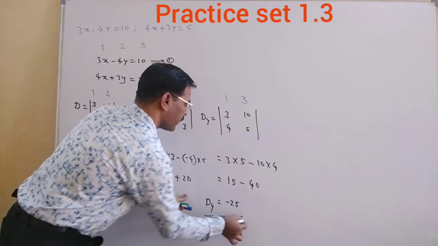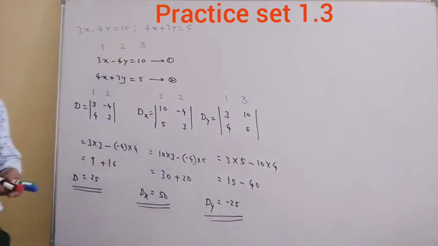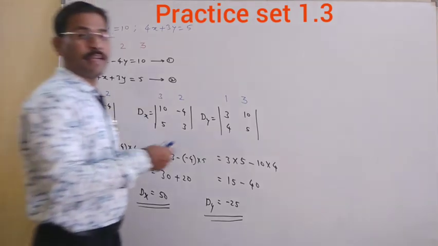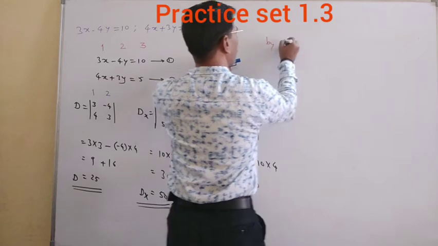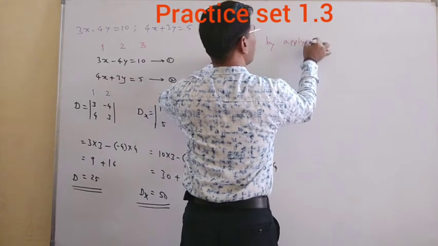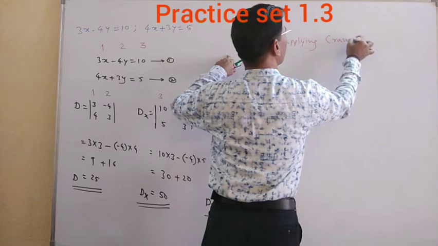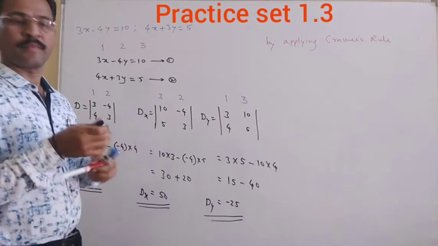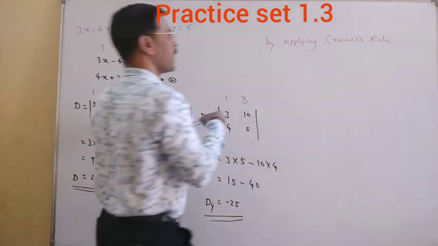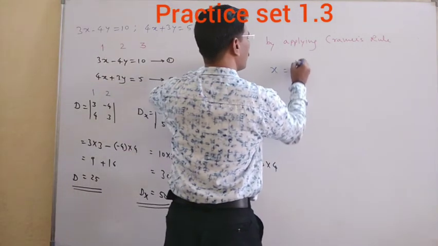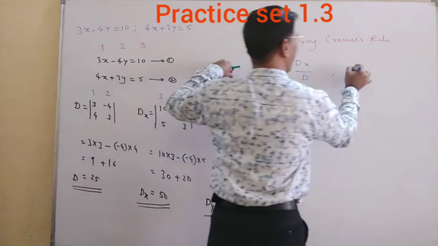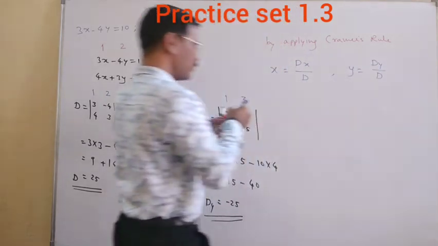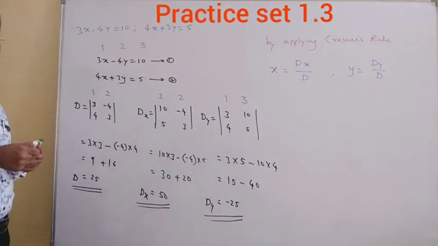Which is dy. Once you write all this D, dx and dy, now we are going to apply Cramer's rule. That is very, very important. By applying Cramer's rule. So, what is that Cramer's rule here? This is very important one. Okay, remember, see here. Cramer's rule what tells us? x is equal to dx upon D, and y is equal to dy upon D. Now in this we have to put the values what we get at dx, D and dy.